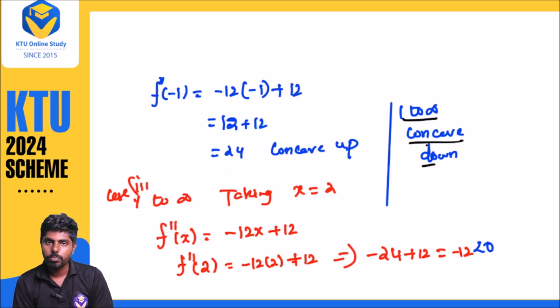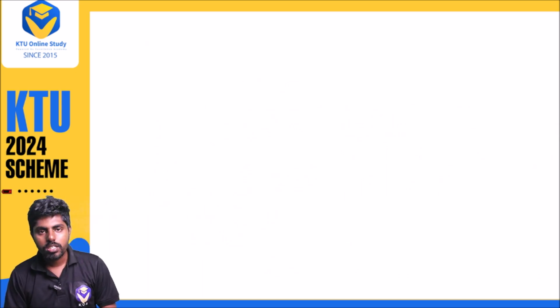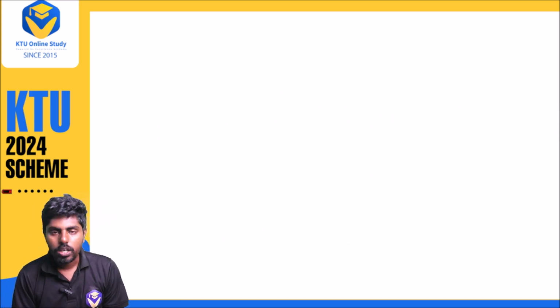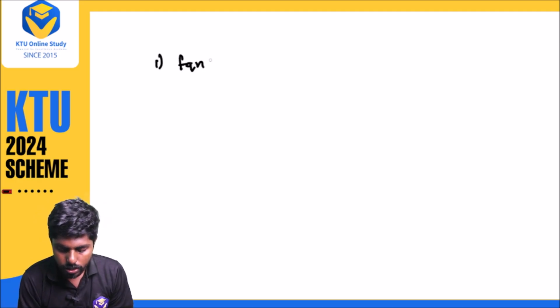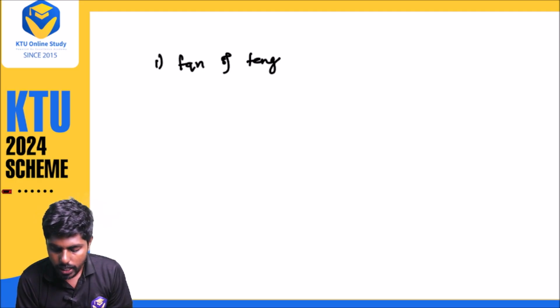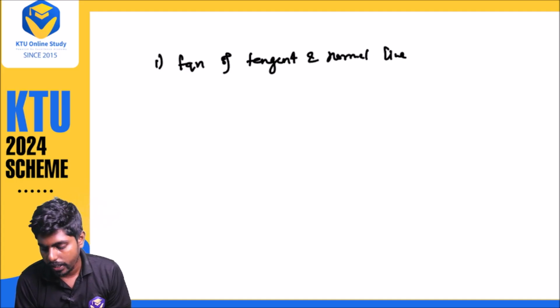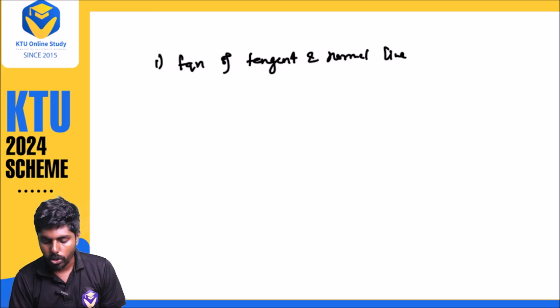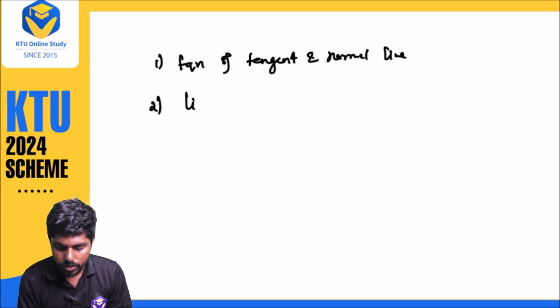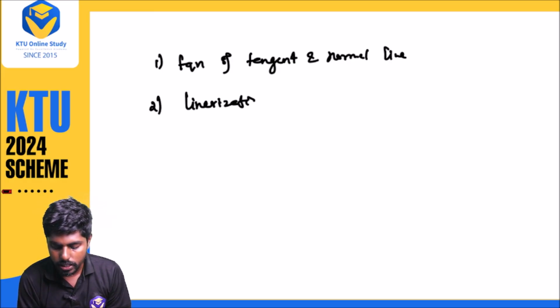This is the concept of concave up, concave down, and point of inflection. So this is the concept of concavity. What concepts have we learned today? We have learned about the equation of tangent and normal line. Then the second thing we have learned is linearization, and the third thing is concavity.